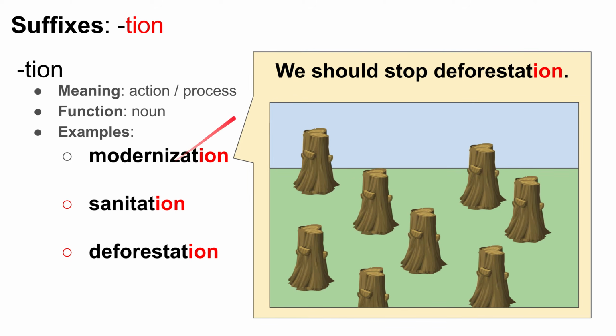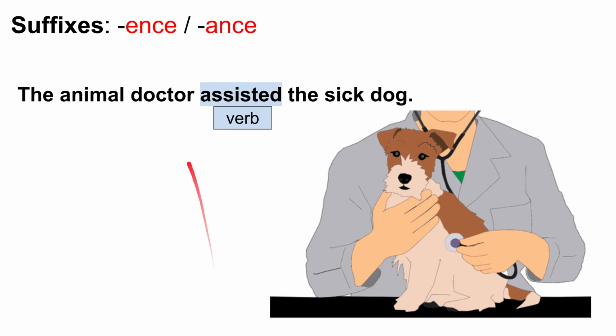For example, modernization, to modernize, it's a process. Sanitation, to sanitize, it's a process. And we looked at deforestation. Okay, let's look at some examples right here. Modernize, verb, modernization, noun. Sanitize, verb, sanitation, noun. Deforest, verb, deforestation, noun. Moving forward now, let's look at ence and ance.